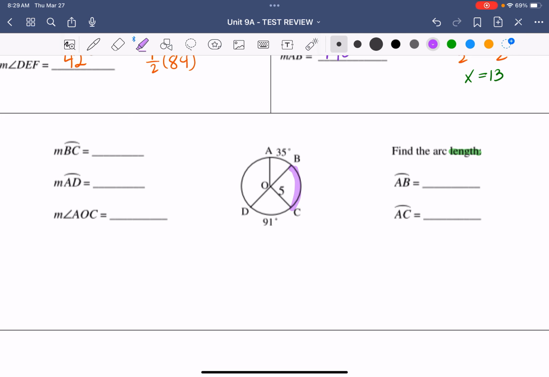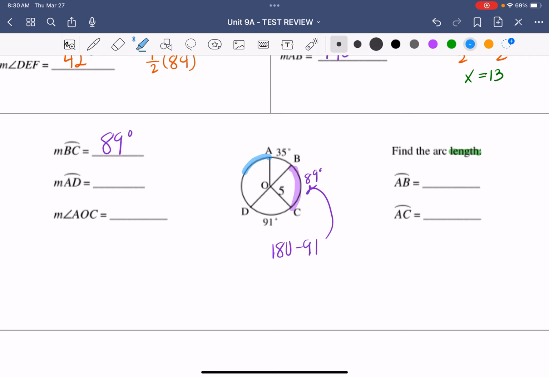So to find that arc, let's see what we can do. Okay, so this is the center. DB is a radius or diameter. So this half is 180. So in order to find this, we're going to do 180 minus 91 to find that. Okay, and that gives me 89. So I'm going to write it here too.